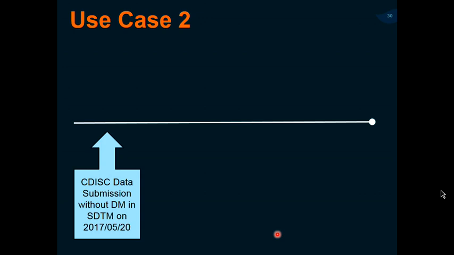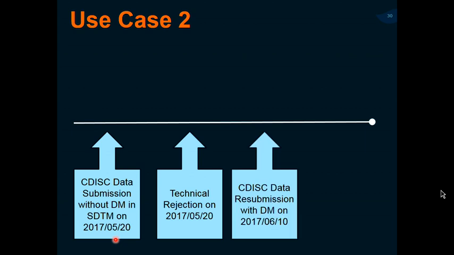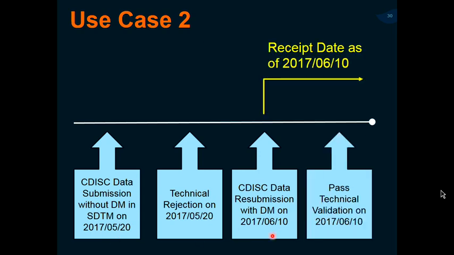Let's look at use case 2. The sponsor submits the CDISC data, but without the DM domain, on May 20th. But unfortunately, the DM domain is required for the CDISC data, so it got rejected. And the sponsor will submit the CDISC data with the DM domain on June 10th. And now it passed the technical validations. Just like previous cases, the sponsor also loses about 20 days in the submission process.